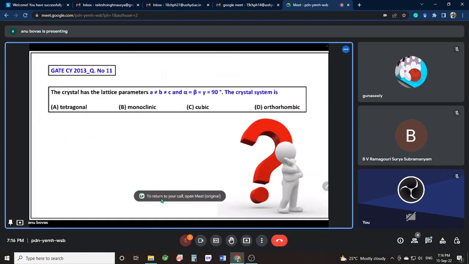Okay, now we can move on to solving the question. This is a straightforward question. If we know the first table which I had shown, you will get the answer to this. They have given lattice parameters a not equal to b not equal to c and alpha equal to beta equal to gamma equal to 90 degree. The crystal system is? If we know the first table, the answer will be quite easy.